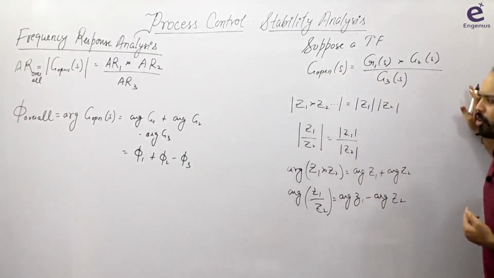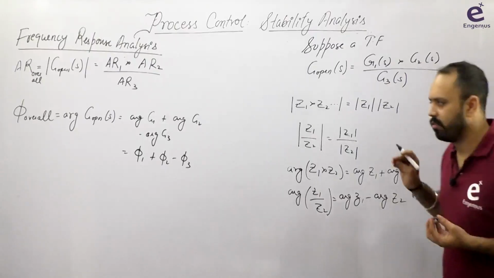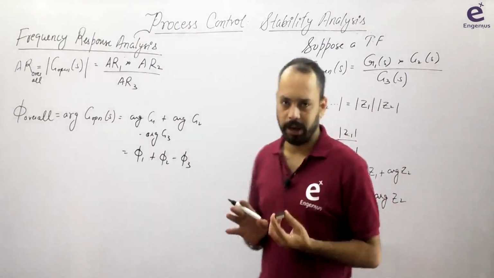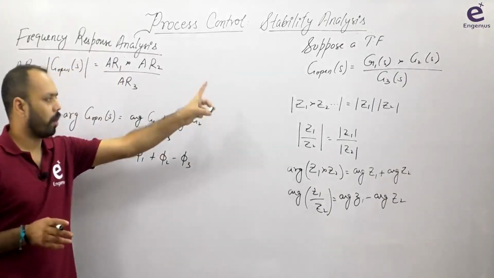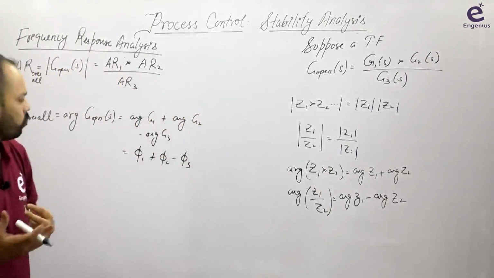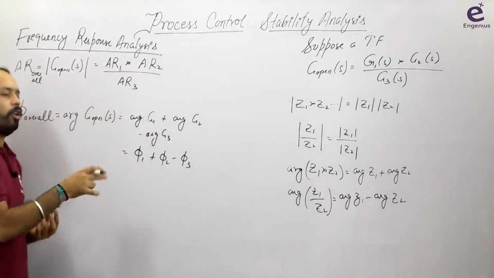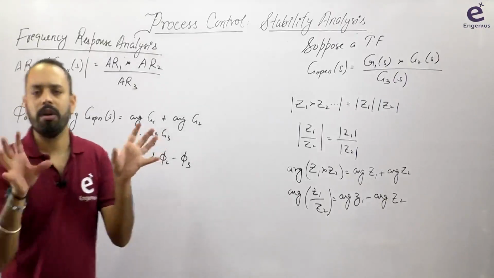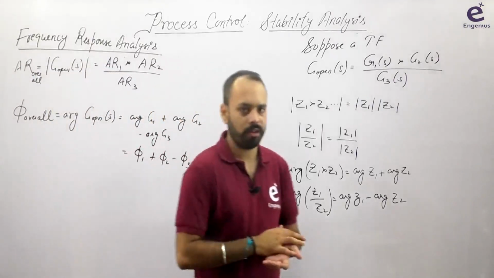Means AR overall is the multiplication of individual amplitude ratios, and phi overall is the algebraic addition, of course, of individual phi's. Now the thing is, you must break your overall transfer function in such a way that you know the individual values. So this property we will use to find the AR and phi of a transfer function which is kind of complex, made by multiplying and dividing some individual transfer functions.